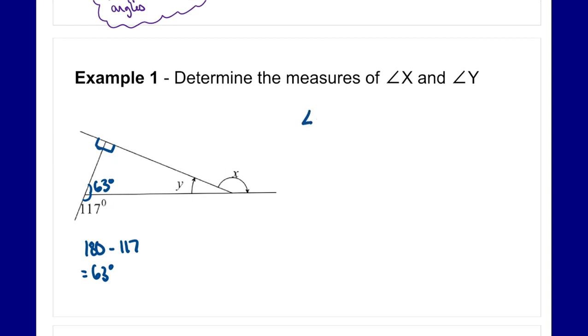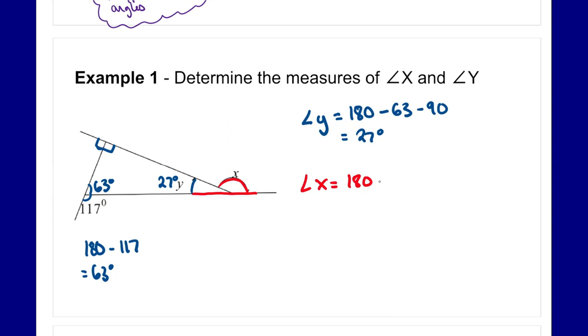Now I can find angle y. Angle y is going to equal 180 minus 63 minus 90, and we get 27 degrees. So angle y is 27 degrees. If that's the case, then again, these two angles, x and y, form to make a straight line. So angle x is going to equal 180 minus 27, and angle x is going to equal 153 degrees.